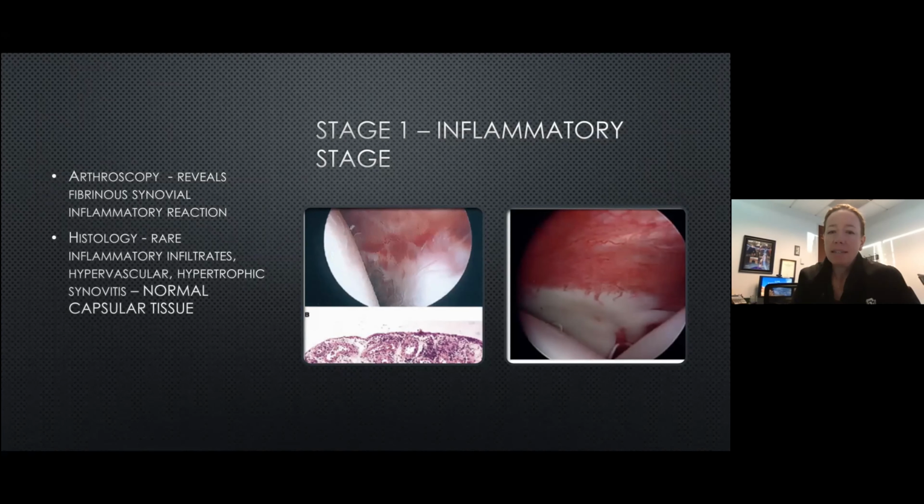You may see a little bit of contracture or loss of some of the capsular space, but typically not. We don't often scope people at this stage, so it's a little bit unusual to see it, but you may incidentally scope someone because there's some other concomitant pathology and see this. And histologically, if you take a biopsy, what you'll see is a lot of inflammatory markers, inflammatory cells, hypervascularity, a lot of synovitis. But the capsule itself will typically appear fairly normal, and that's because it's early in the stage.